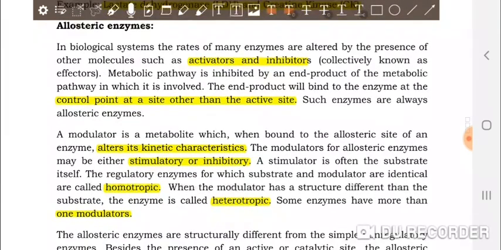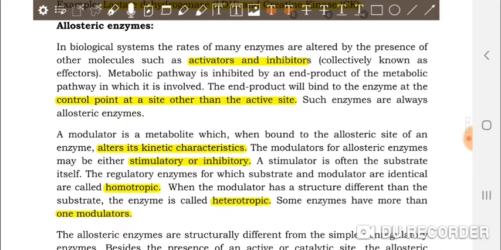So next, coming to the allosteric enzymes. In biological systems, the rates of many enzymes are altered by the presence of other molecules such as activators and inhibitors, collectively known as effectors. These effectors are called positive effector and negative effector, or positive modulator and negative modulator. The end product of each and every metabolic pathway will control the first enzyme's active site. That is why it is called metabolic regulation.